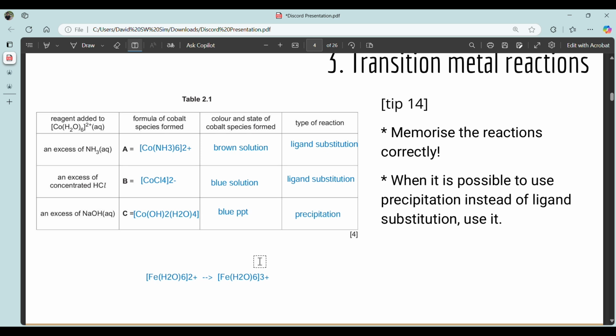In other words, it is almost always ligand substitution. When you have a precipitate forming, even though it's ligand substitution, they want you to be more specific and you should write precipitation instead. If you come across a scenario where you have a transition metal that is very obviously being oxidized, like here iron 2 to iron 3, then you have to write a redox reaction. So Linisk, I hope that answers your question.